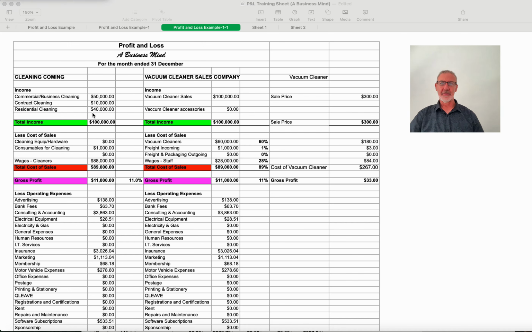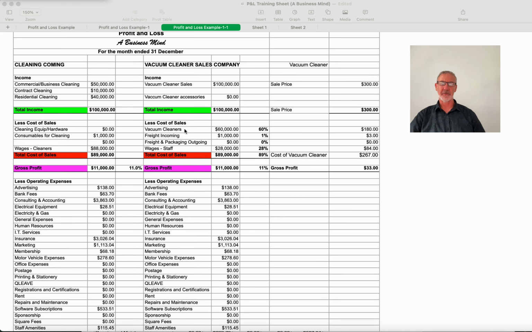In example one, where we've got the service, this is cleaners, and we've got income up here. We've also got contract cleaning 10,000 and then residential cleaning 40,000, which gives us a total of 100,000. If we flick across to a product on the right hand side, this is vacuum cleaners we're selling this time, not a service. We have 100,000 income from selling the vacuum cleaners, and so they both equal 100,000, the two examples that I'm using.